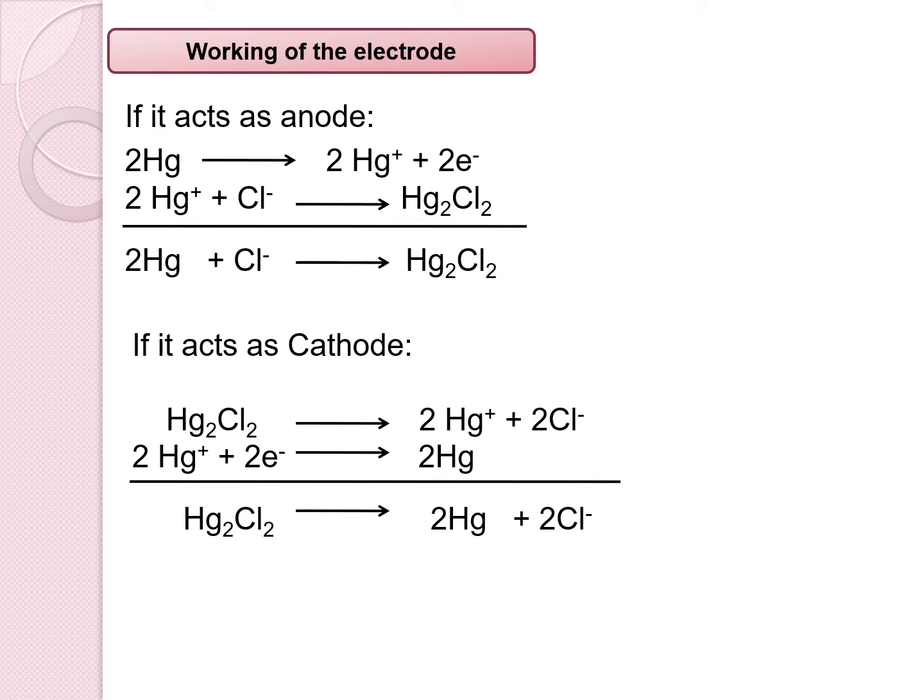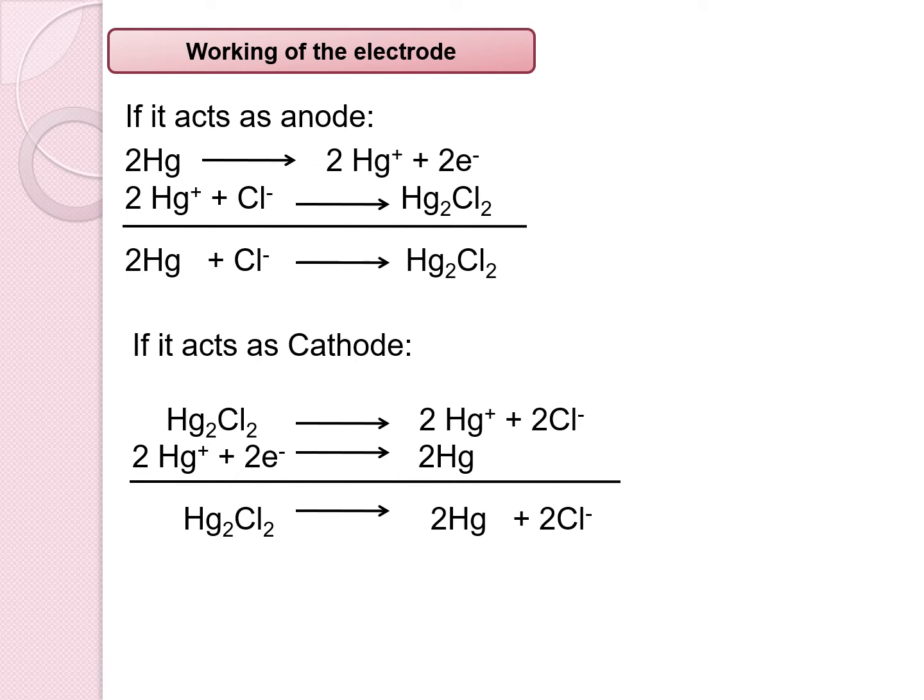Now the reaction which is taking place at the anode is oxidation, meaning loss of electrons. In this calomel electrode we have mercury at the bottom. So mercury will show oxidation, where it loses electrons and converts to the mercurous ion. Now this mercurous ion is electron deficient.